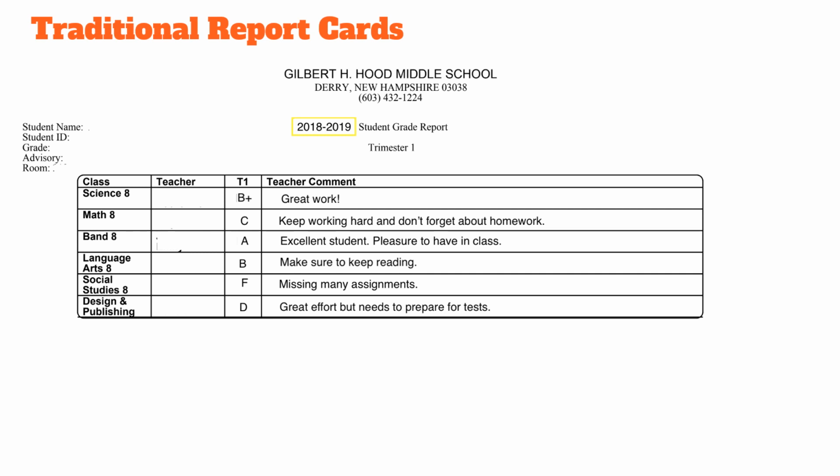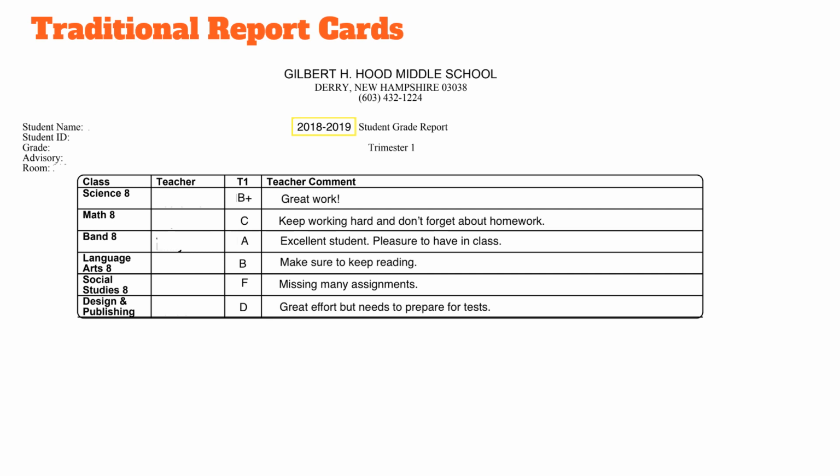Okay, let's take a look at a traditional report card. This is a report card I've got highlighted here. It says it's from Gilbert H. Hood Middle School from 2018-19. This could be a West Runningbrook Middle School. The reports are identical. And even though it says 2018-19, I can tell you that when I was an assistant principal at Gilbert H. Hood from 2005 through 2013, this is also exactly what our report card looked like.